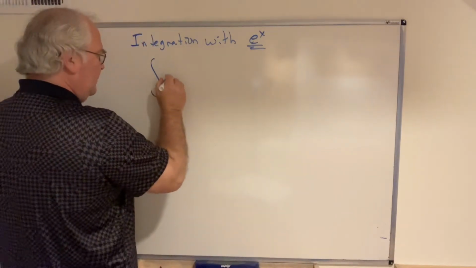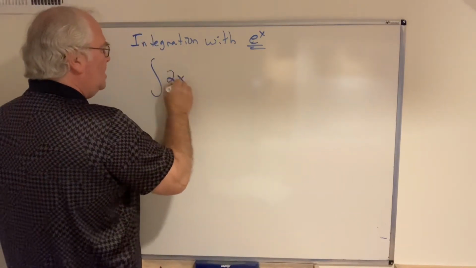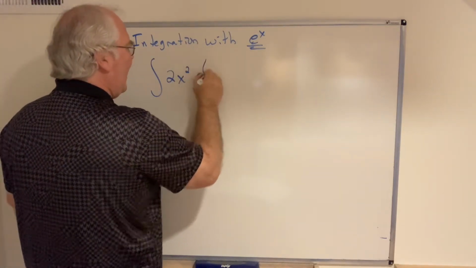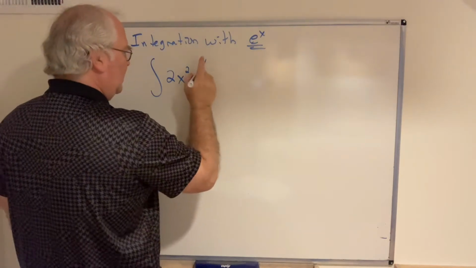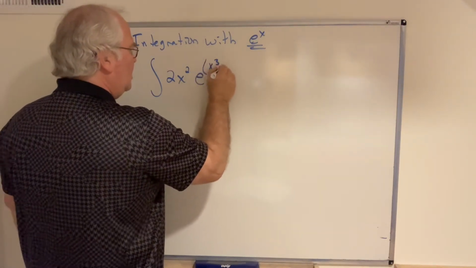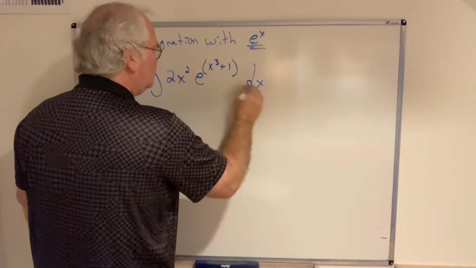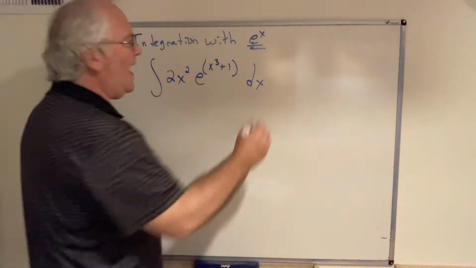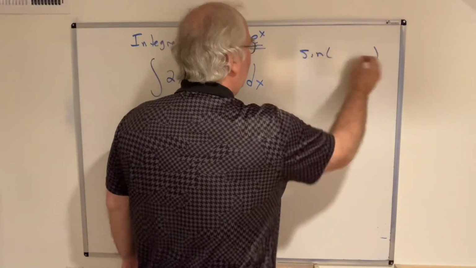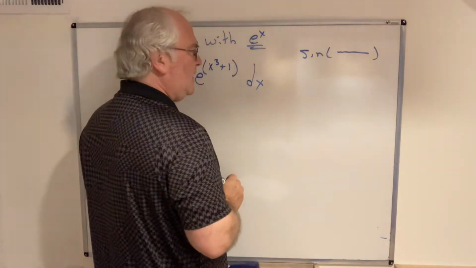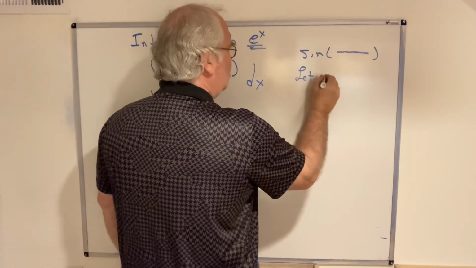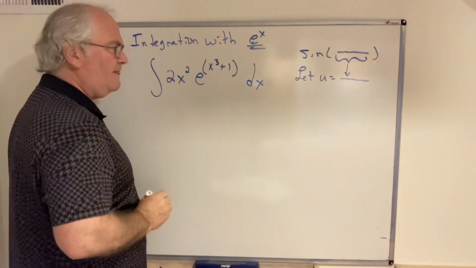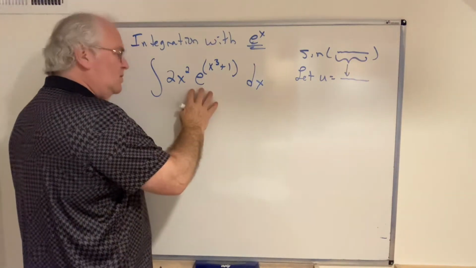You'll get things like this. This is 2x squared e raised to the power of, let's say, x to the third plus 1. Now, we have seen that if you have sine of an expression, very often you let u equal that expression. Well, another typical rule of thumb is this.